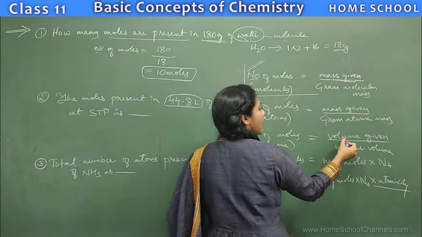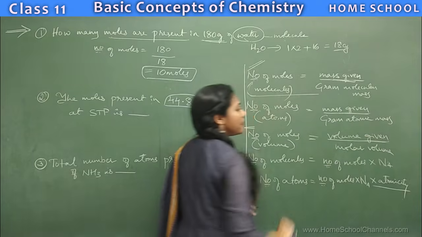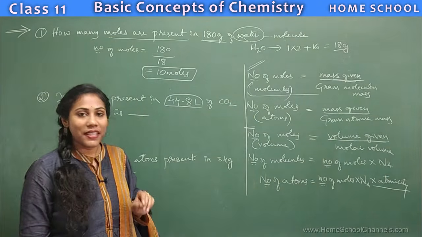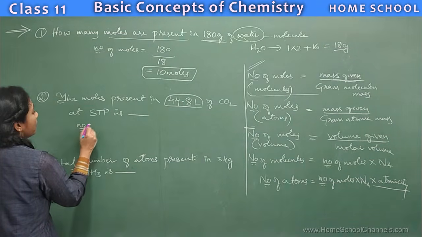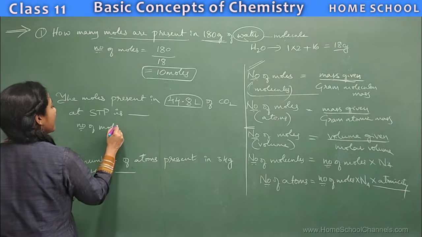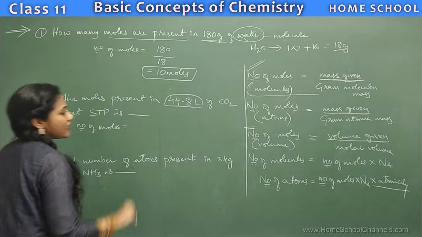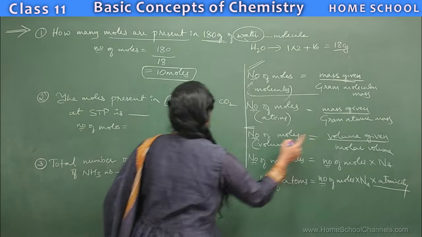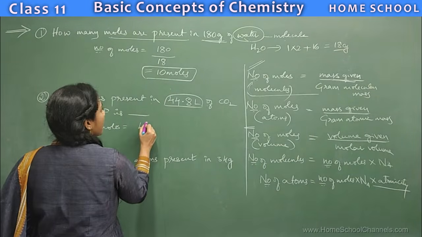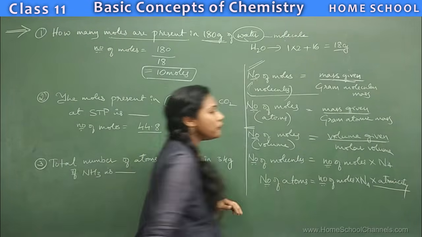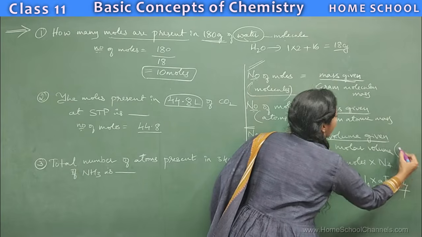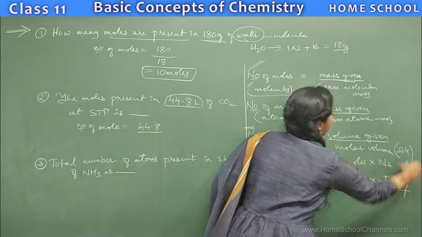So what is your formula? Volume given divided by molar volume, isn't it? So the number of moles that you can calculate here is with this formula. What is the volume given? It is 44.8 divided by the value for molar volume. The molar volume value is 22.4.